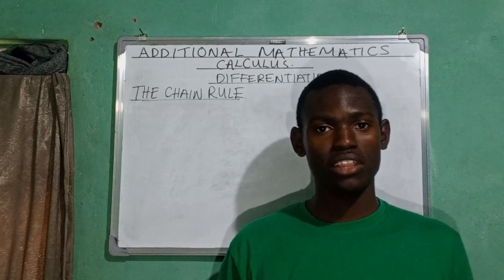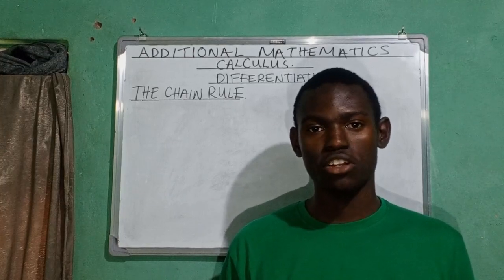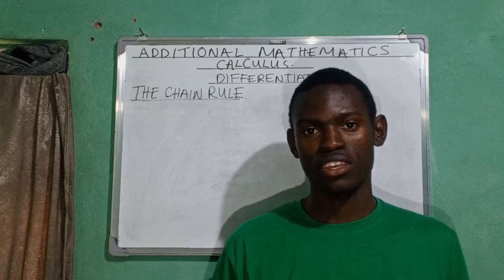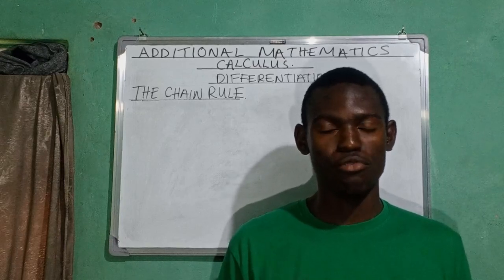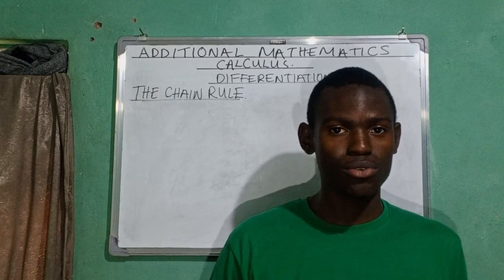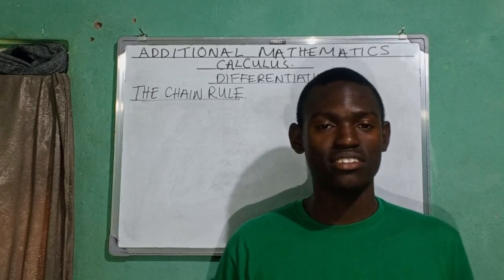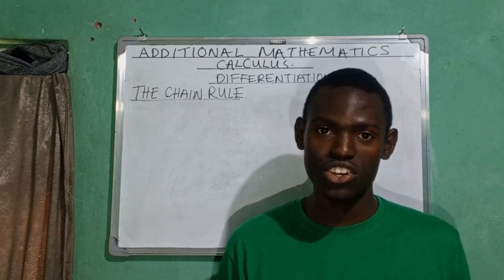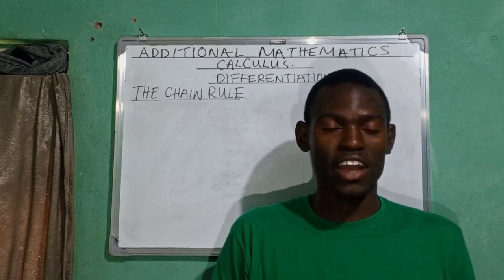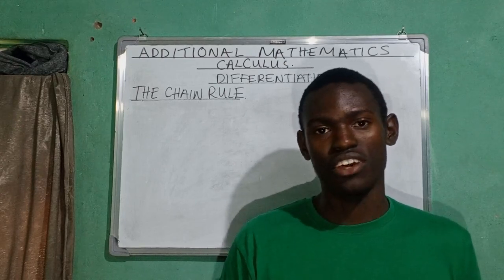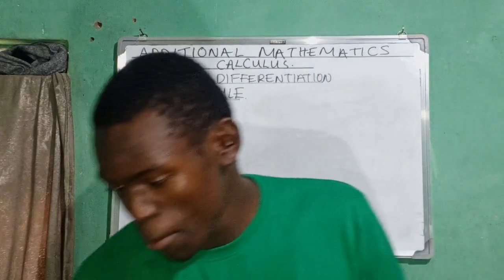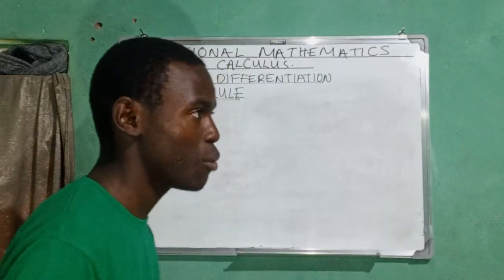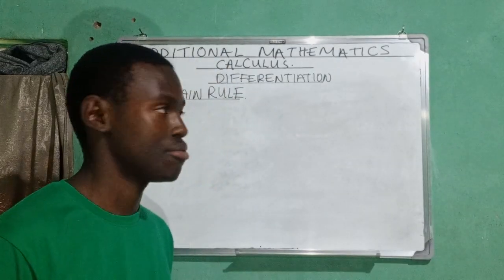So now we are going to look at the next segment of calculus, additional mathematics, or pure mathematics. This is called the chain rule. The chain rule is another way of finding the derivative, which is the dy dx, the rate of change, or it can help you find the gradient function.